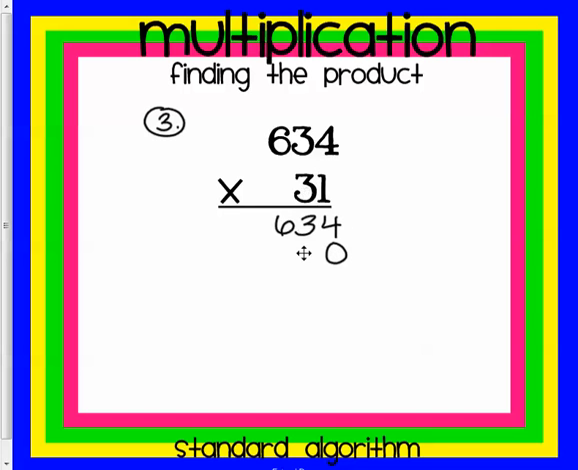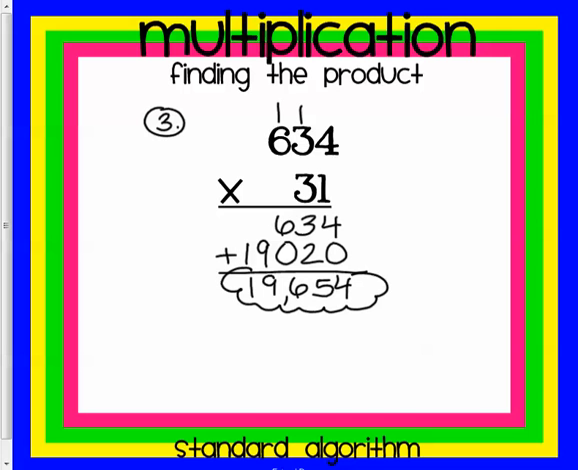3 times 4 is 12. Okay, we're going to carry the 10 over to these 10s. 3 times 3 is 9, plus one more 10 is 10, so bring over this one. 3 times 6 is 18, plus 1 is 19. Now let's add them. 4 and 0 make 4, 3 and 2 make 5, 6 and 0 make 6, 9 plus 0 and 1 plus 0, so 19,654.